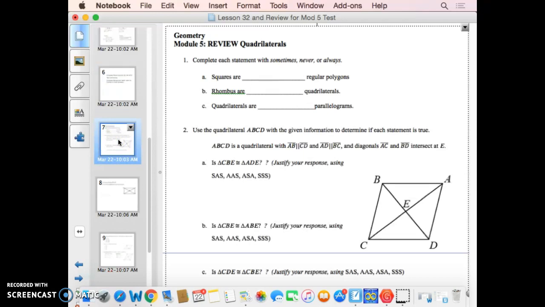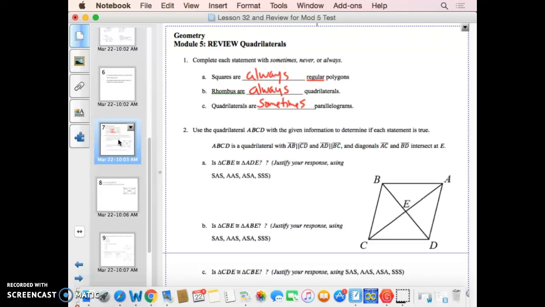So complete each statement with sometimes, never, or always. Squares are always regular polygons, and even more specifically, they're regular quadrilaterals. Rhombuses are always quadrilaterals, because remember, quadrilaterals is the big blanket, and then everything else falls underneath. So quadrilaterals are only sometimes parallelograms. Other types of quadrilaterals that are not are the trapezoid and the kite.